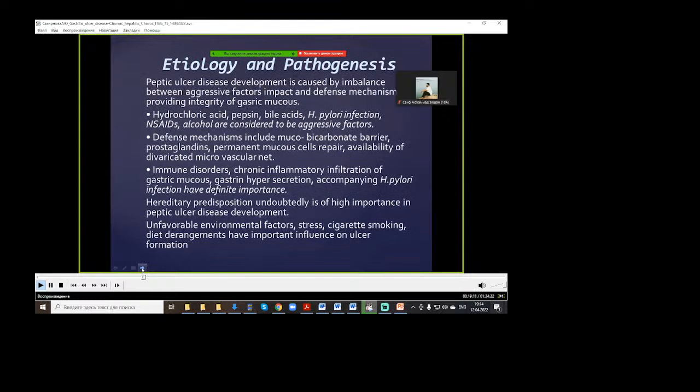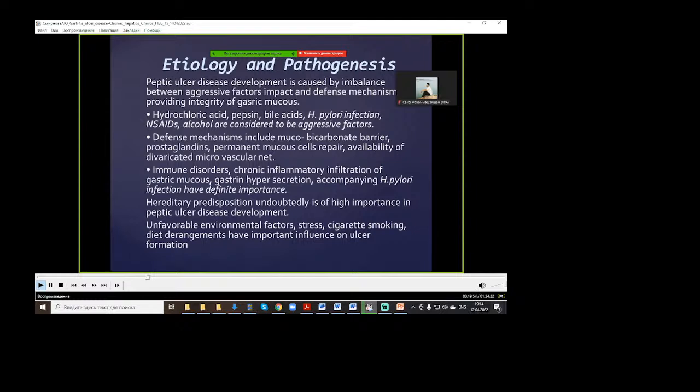Etiology and pathogenesis. Peptic ulcer disease development is caused by an imbalance between aggressive factors and defense mechanisms providing integrity of the gastric mucosa. The aggressive factors are hydrochloric acid, pepsin, bile acids, Helicobacter pylori infection, non-steroidal anti-inflammatory drugs, alcohol, stress maybe, and smoking also plays a role, as well as dietary factors such as spicy food.